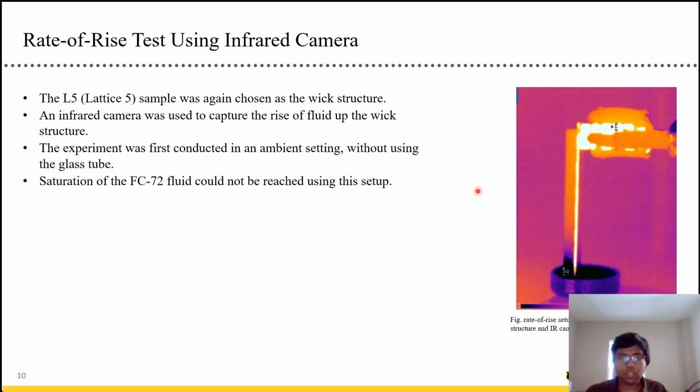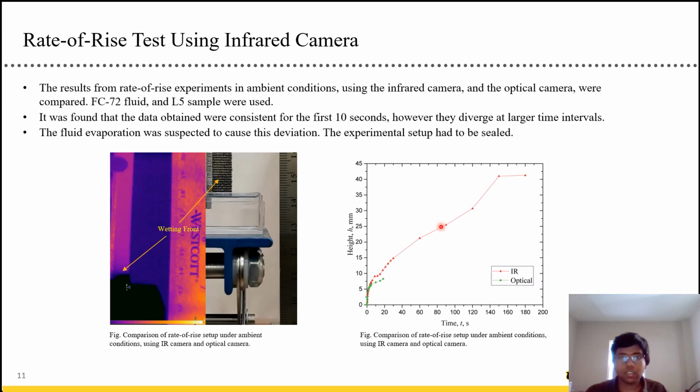So then we switched to an IR camera, and we were able to see something for the wetting front. If you see here, you have this dark area, which we assume corresponds to the wetting front. But this is in an ambient setting, so there is no glass tube, and we don't have saturation, so that's the issue in this case.